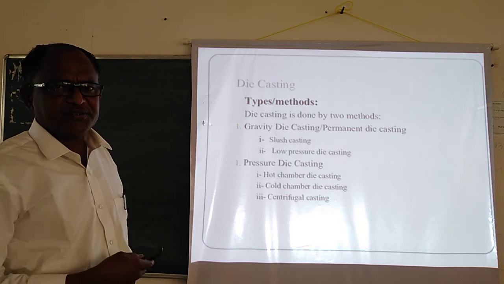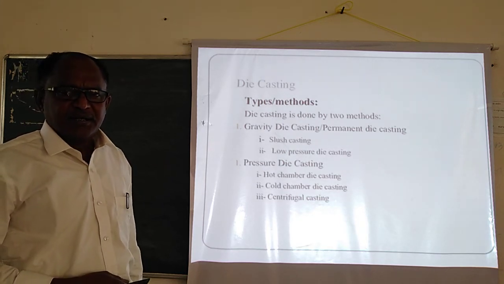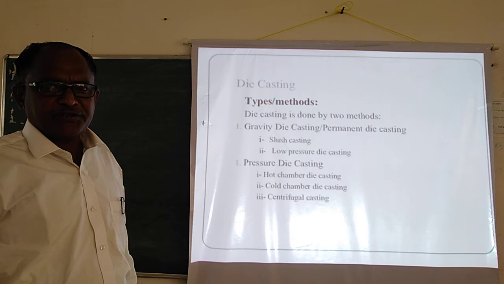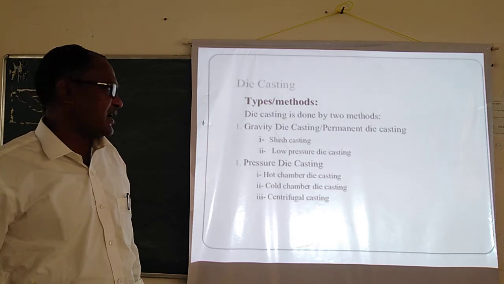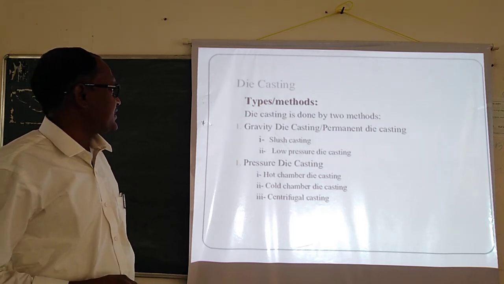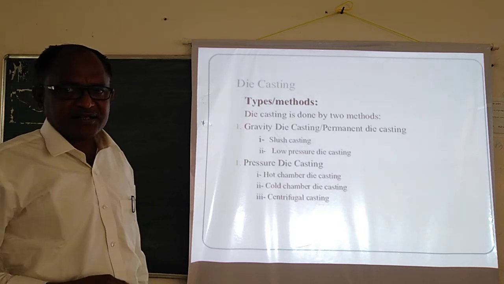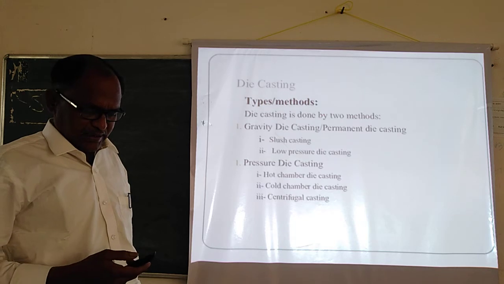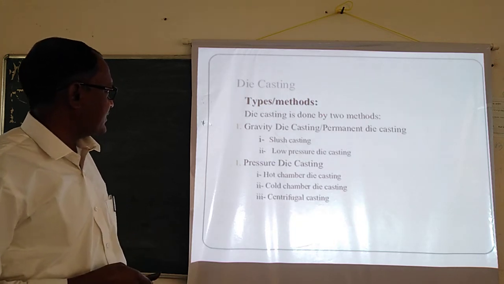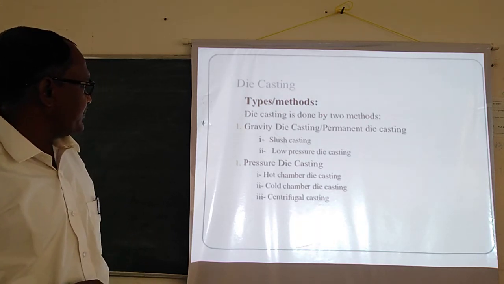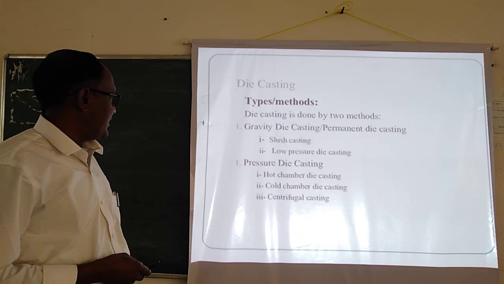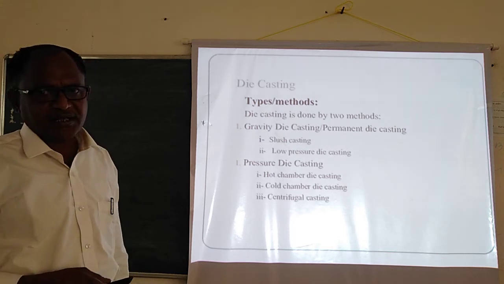There are many types, but in your curriculum there are only two, hot chamber and cold chamber die casting. So in today's lecture we are going to focus on hot chamber die casting and cold chamber die casting. Die casting is done by two methods. One is gravity die casting, another is pressure die casting.